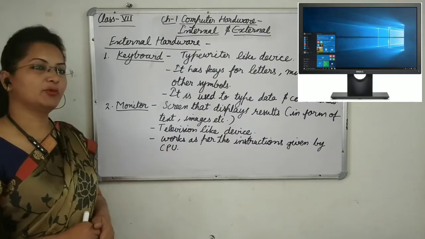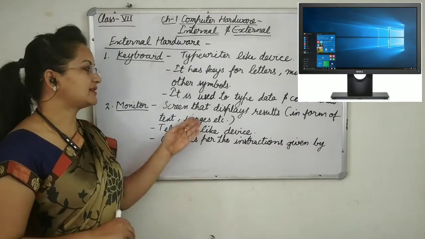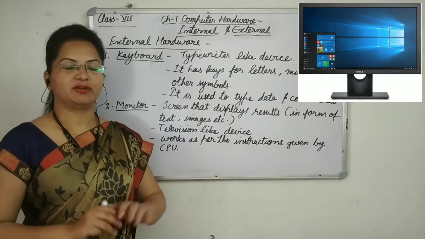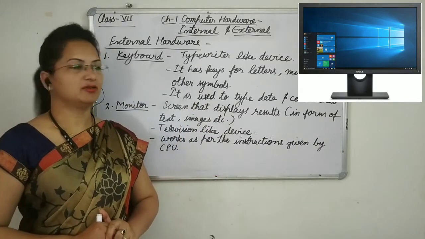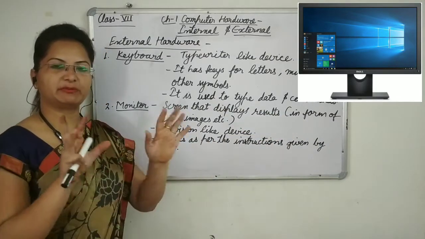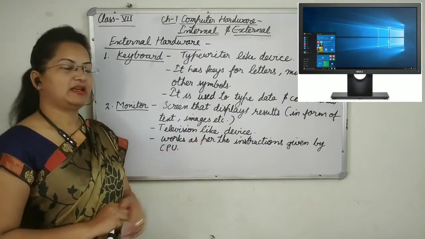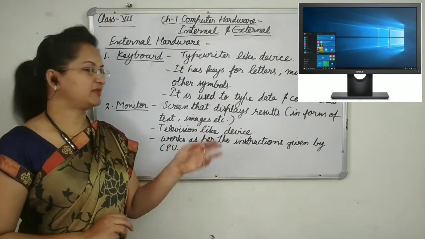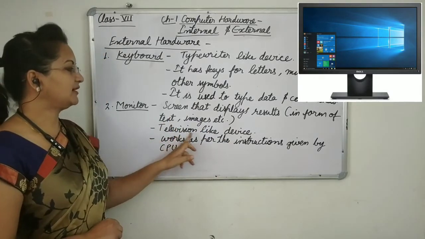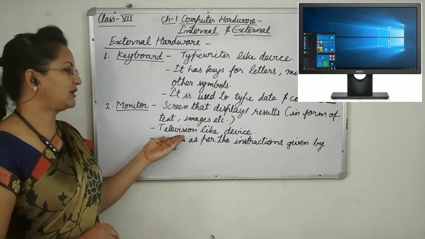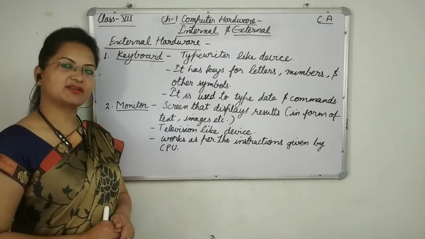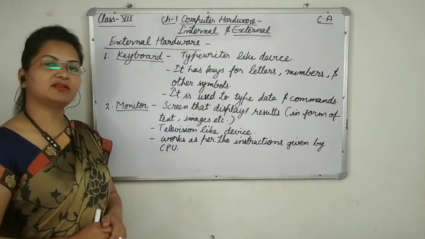Then there is monitor. Monitor, that is actually the screen. Whatever you are doing in computer, everything you will be able to see on the monitor. That means you will be able to see it in the form of text. If you are typing the document, you will be able to see the text over it. If there is something in the form of picture, that means images, you will be able to see it on the monitor. Then it is television like device. You have seen television. Monitor exactly looks like a television. It works as per the instruction given by the CPU.